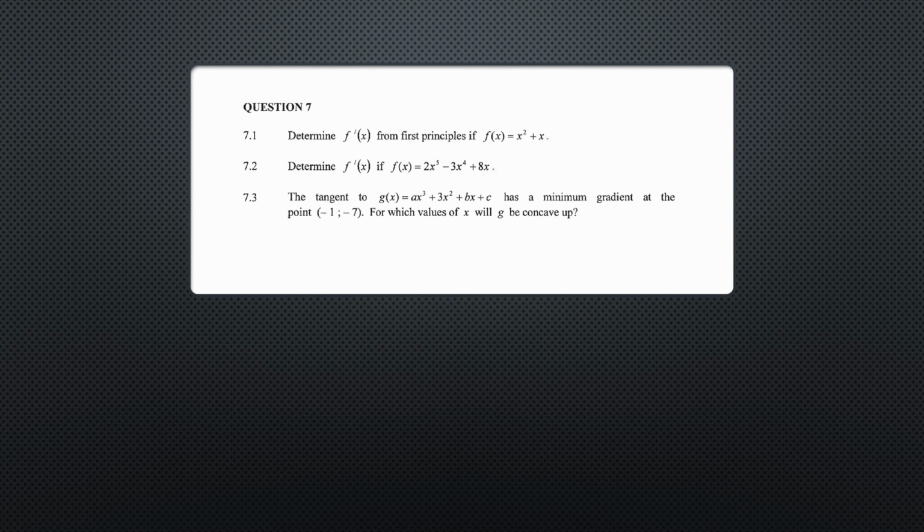So since we are busy dealing with differentiation, we have another one that says that the tangent to g of x, as you are given your equation, has a minimum gradient at the point for which values of x will g be concave up, positive. So this means that we want the positive side of this, and we have to deal with the tangent.